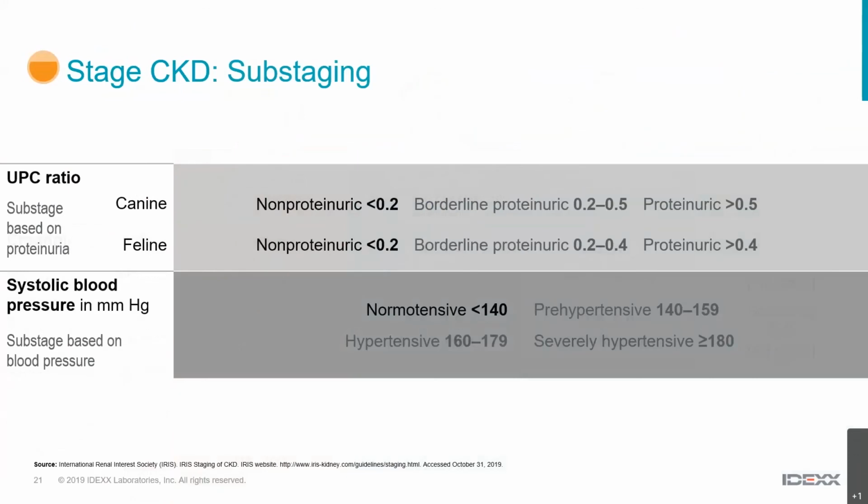Remember that every time a dog or cat is staged, the criteria for substaging should be investigated. A blood pressure evaluation should always be completed, and a urine protein creatinine ratio is indicated by the presence of protein in the urine when the sediment was inactive. These substages are essential to choosing the right treatment plan and medications for dogs and cats with chronic kidney disease.